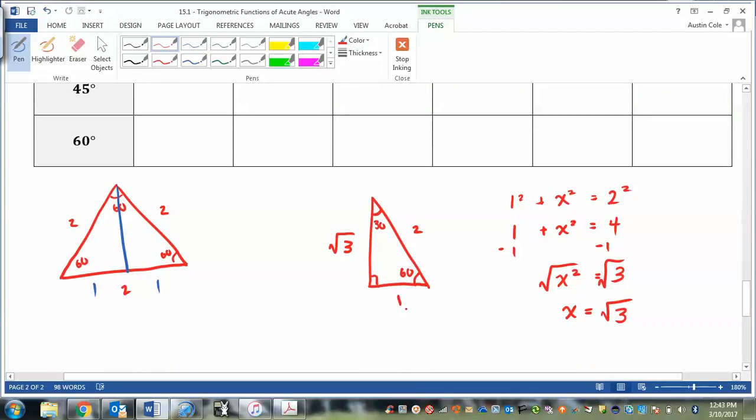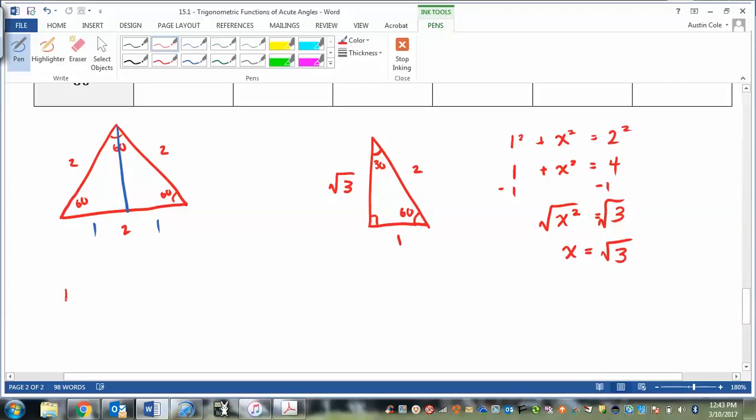Tangent is opposite over the adjacent. So that's going to be 1 over the square root of 3. Now, going down here. 1 over the square root of 3. Math people are weird. There's a weird rule that says, hey, we don't want square roots in our denominator. Who remembers how to get rid of the square root in the denominator?